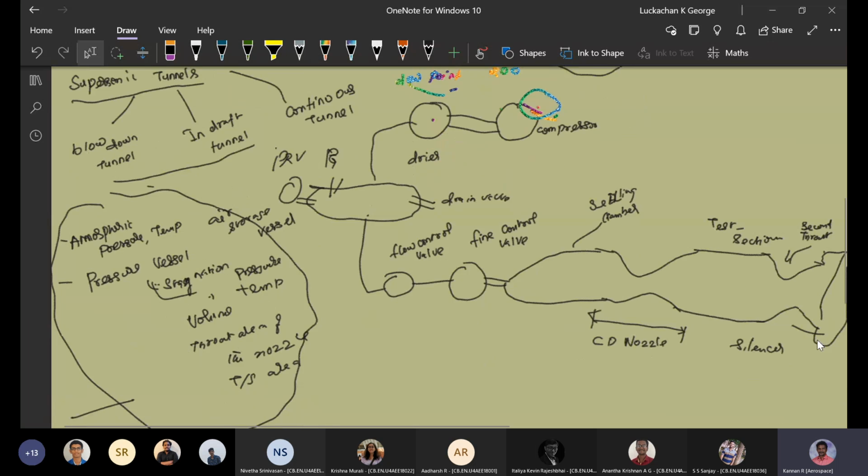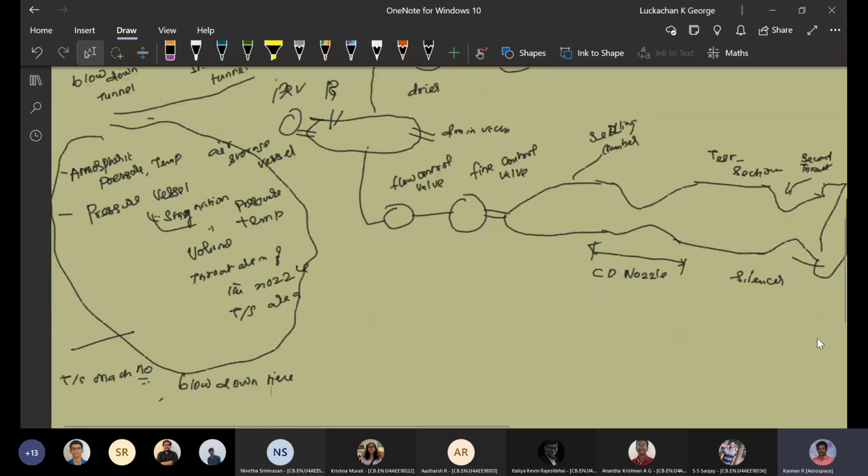But afterwards we don't have a second convergent divergent nozzle or a convergent divergent diffuser. Normally we won't call it a nozzle, we will call it a diffuser. Also we don't have a silencer unit in that. So we have only up to the test section part.